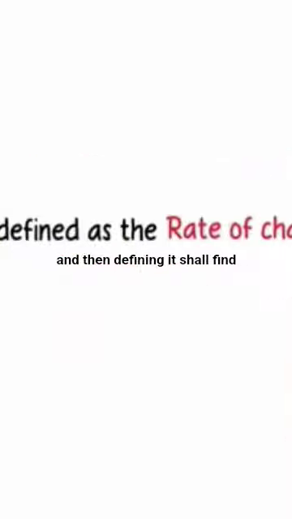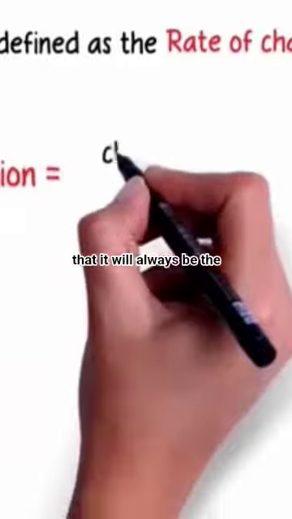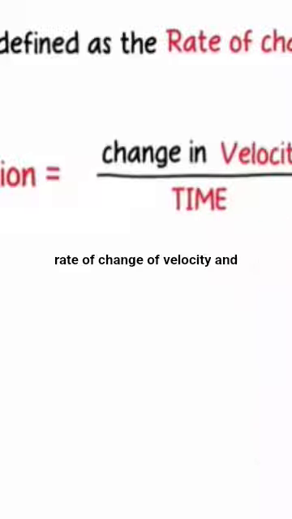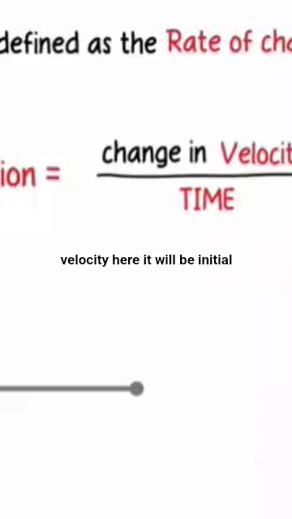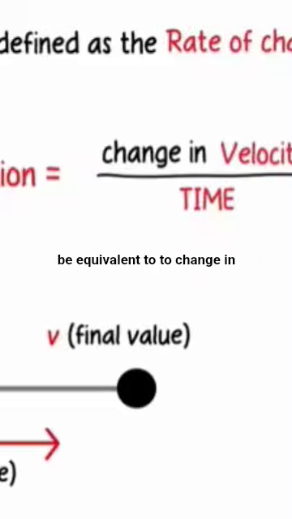Finding it, we shall find that it is always the rate of change of velocity. And velocity here will be the initial and the final. So acceleration is equivalent to change in velocity over the time taken, where U stands for the initial and V stands for the final.